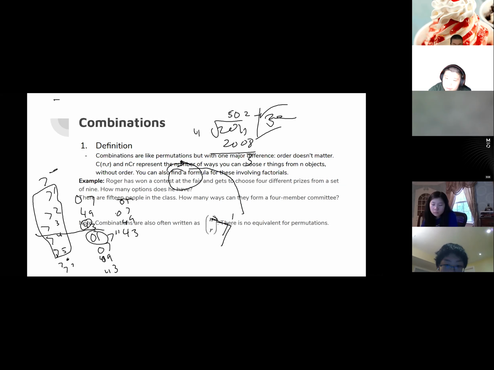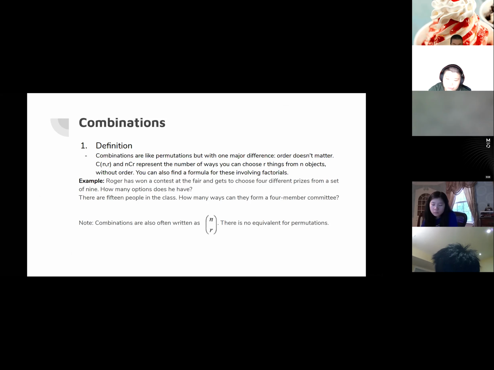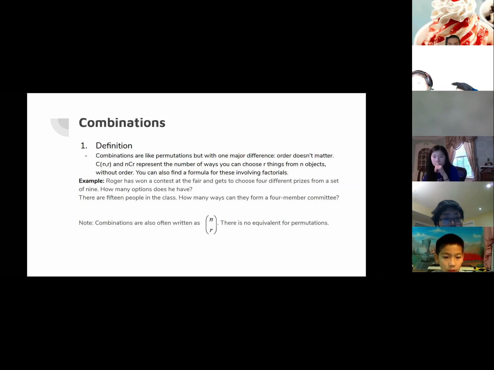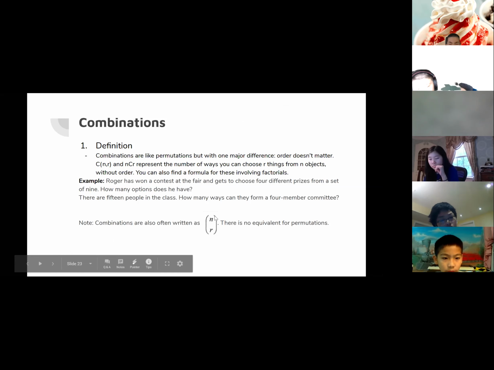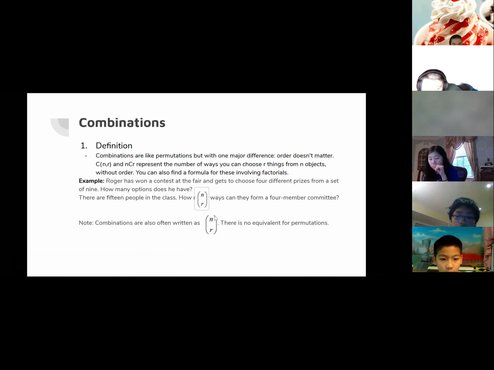So what is a combination? We're going to go over this again. A combination is like a permutation, but order doesn't matter. So C of n comma r and nCr, those are the different symbols, as well as this one, which is arguably more common, but they represent the number of ways you can choose r things from n objects that don't have an order. You can find a formula from these, but again, it's better to just think about how that works.